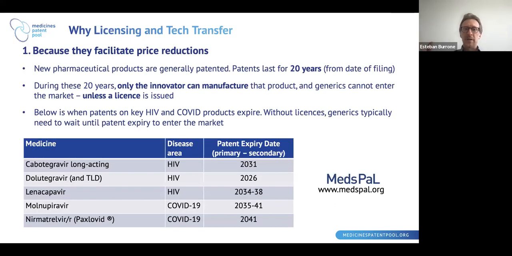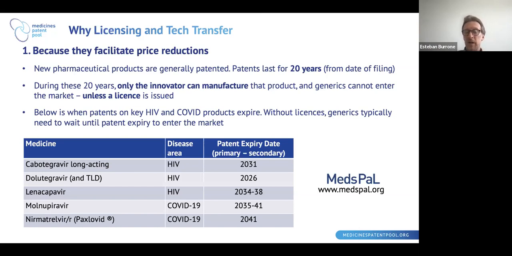So first point, license and technology transfer can facilitate price reductions. As mentioned by Brooke earlier, patents generally last for 20 years from the date of filing. So during those 20 years, you only have an innovator, one manufacturer on the market, and that is the innovator. And generics cannot come in countries where there are patents unless a license is issued. So if you don't have licenses in place and there are patents in place, this is typically, and I've got a few examples of products for HIV and COVID, some still in the pipeline, like Lenacapavir, when the patent would expire. So if there were no licenses and there is a patent in your country, then this is when, at best, you'd be expecting to see generics coming in.